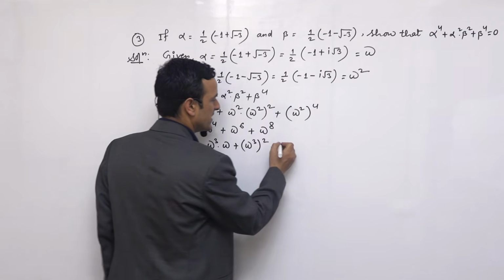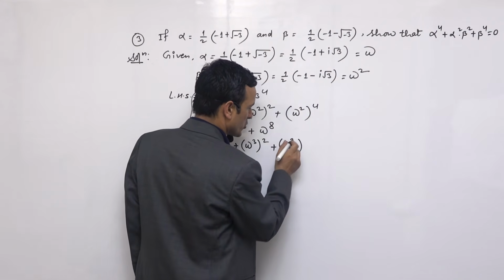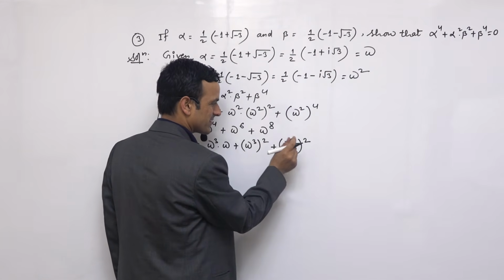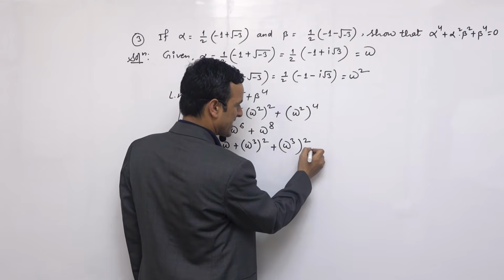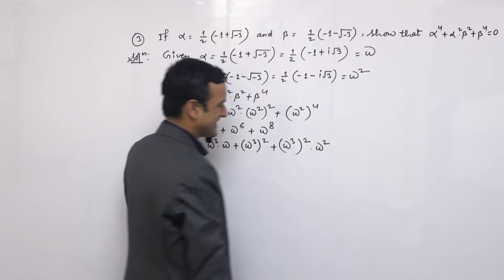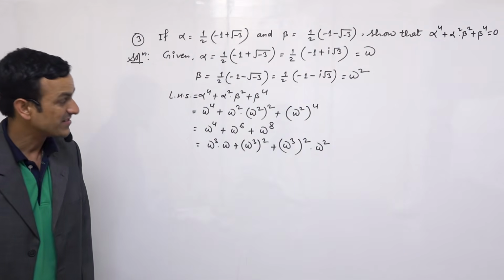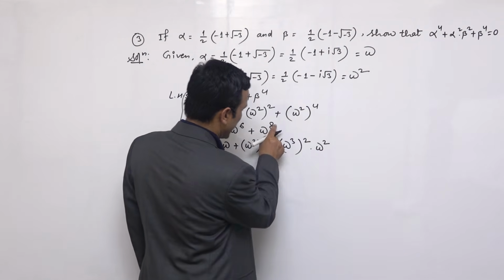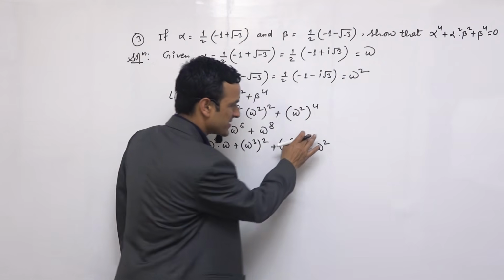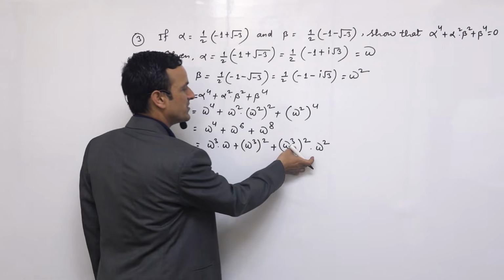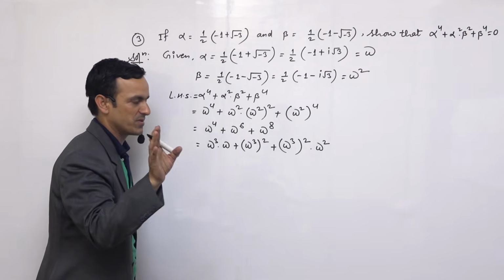So balance it. And omega cube. So 3 2 जा 6. 3 2 जा 6, and again omega square is left to make it 8. 8 भएको हुनाले 3 2 जा 6. 6 plus 2 8 हुन्छ. So in this way we can arrange the powers.